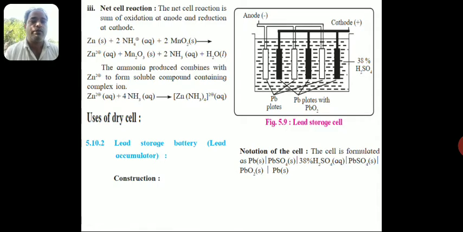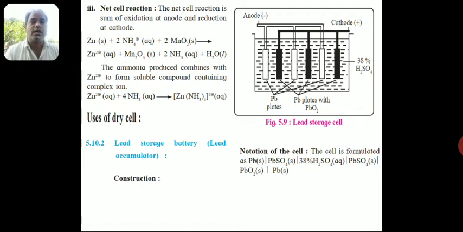Today we are going to discuss the uses of dry cells. A dry cell is generally used as a source of power in flashlights, portable radios, tape recorders, clocks and so forth. These are the main uses of the dry cell.